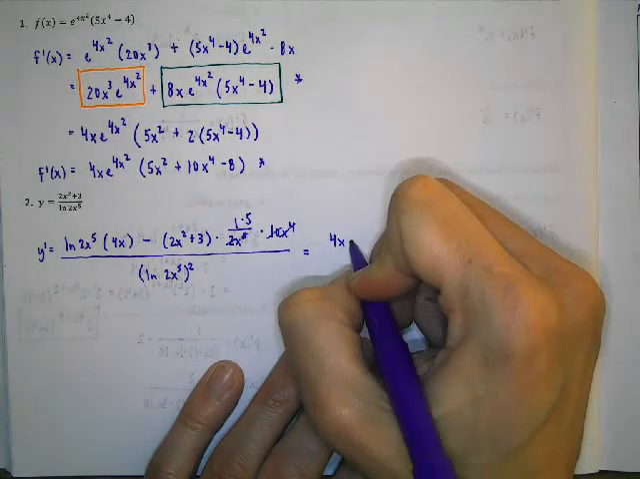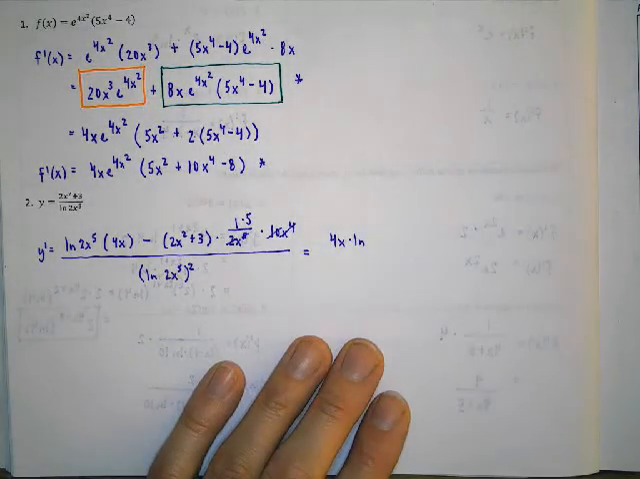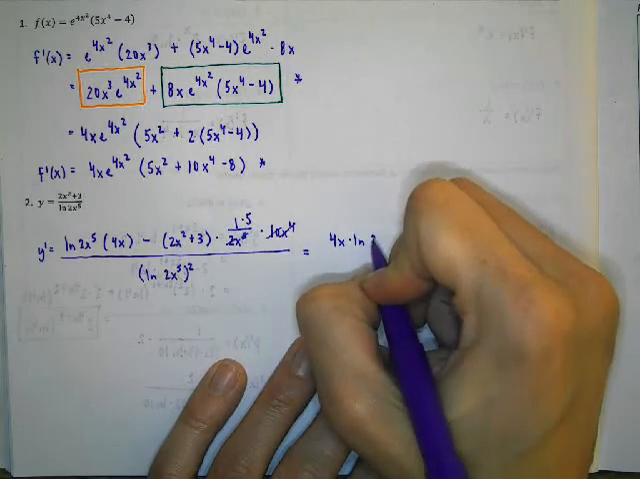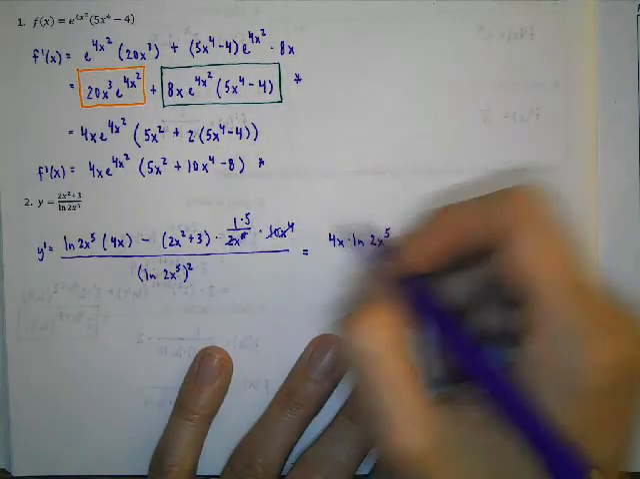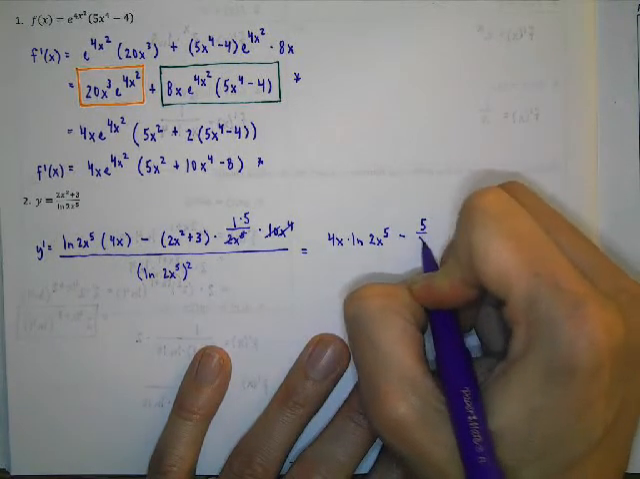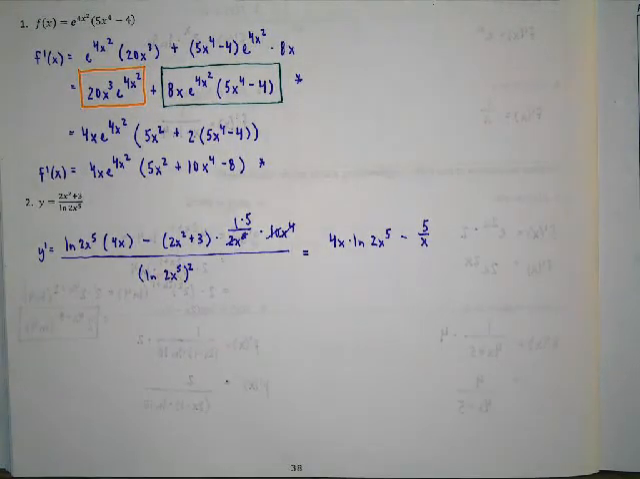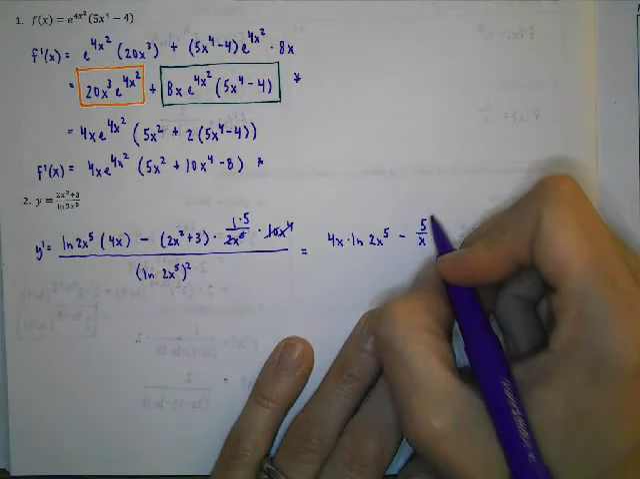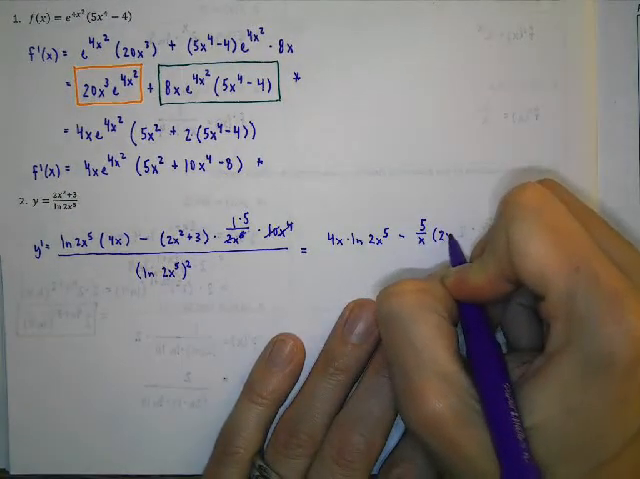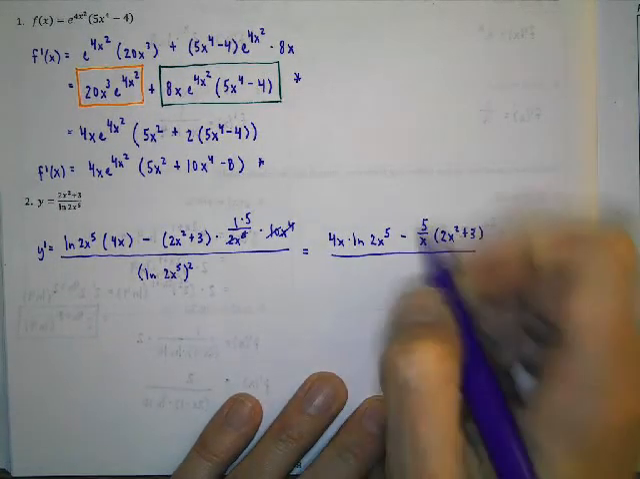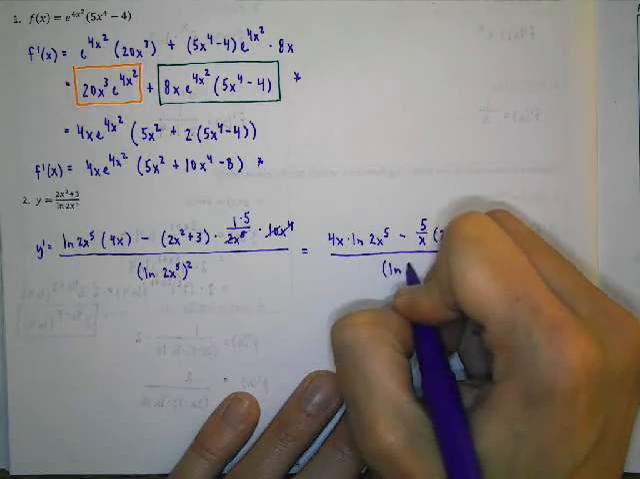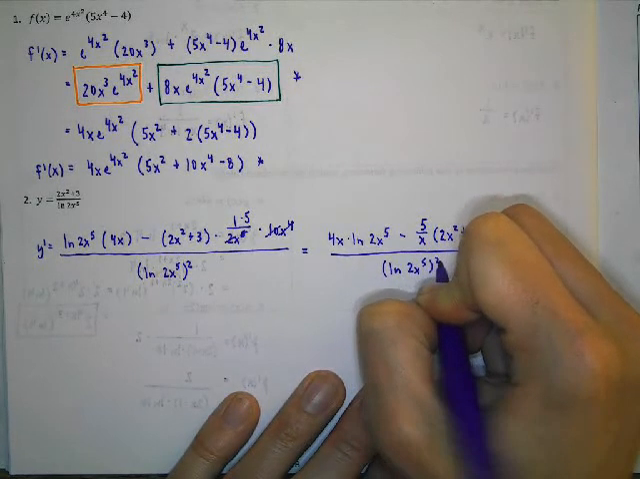So we have 4x times the natural log, excuse me, of 2x to the 5th, minus, now I have 5 over x times 2x squared plus 3, all over my denominator squared.